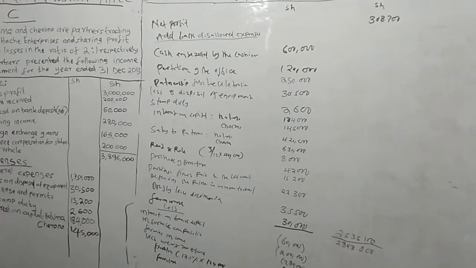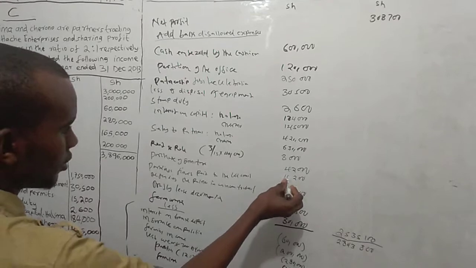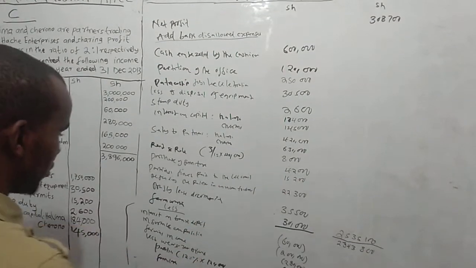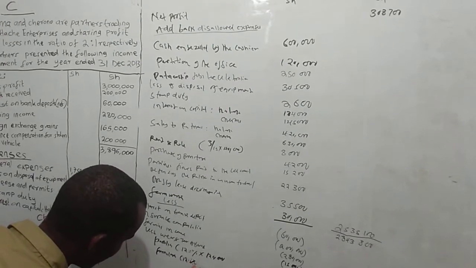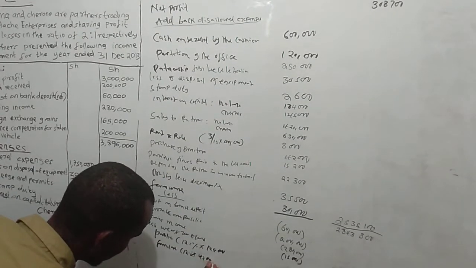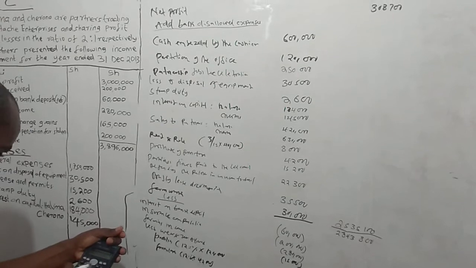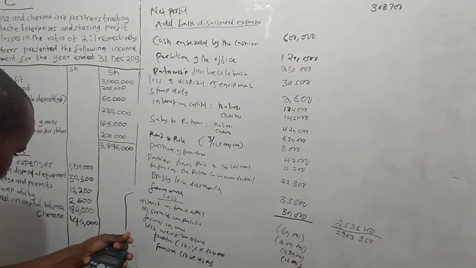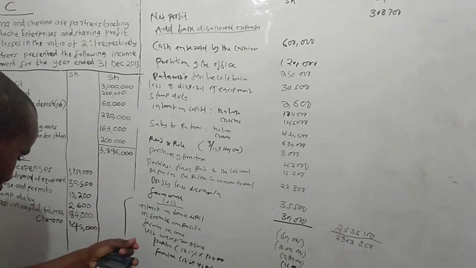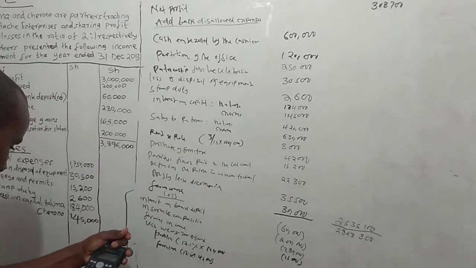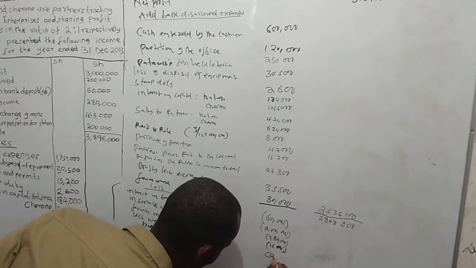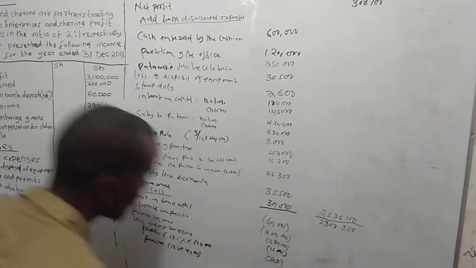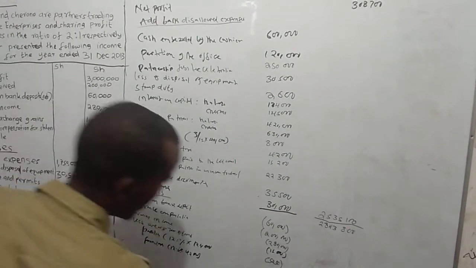The amount for furniture is 42,000. So we are going to apply 12.5% times 42,000. That is 12.5 divided by 100 multiplied by 42,000. I'm getting 5250.